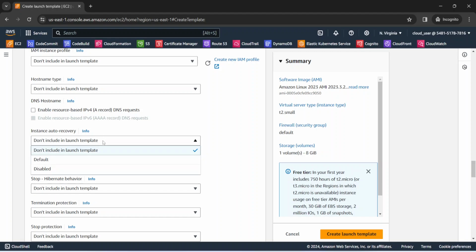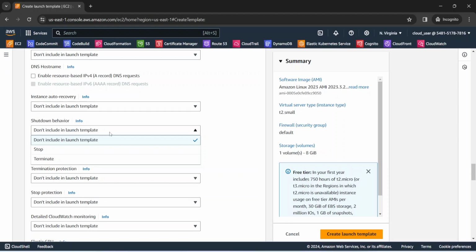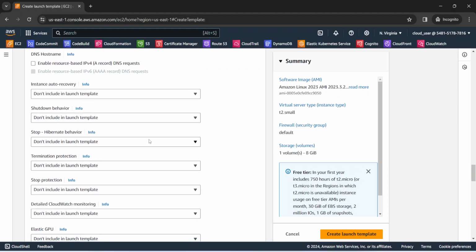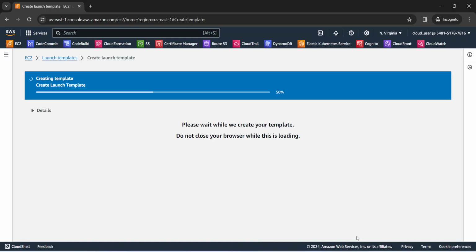We have the instance auto recovery options, which is default and disabled. Also we have the shutdown behavior. So if you shut down the EC2 instances, they will stop or terminate. So we have the stop hibernate behavior. Hibernate means go on to a dormant stage. So it also has the enable and disable options. So keeping all the things as default, I'll just go ahead and create the launch template.